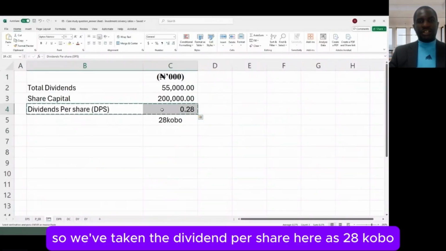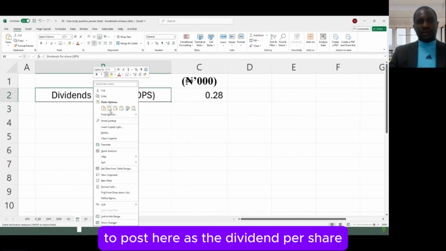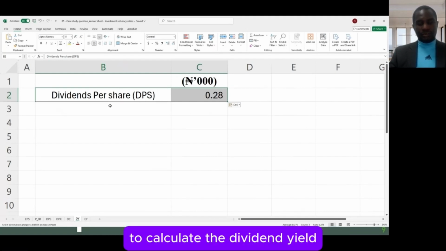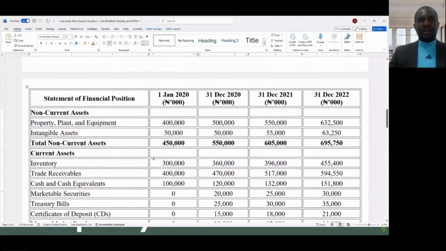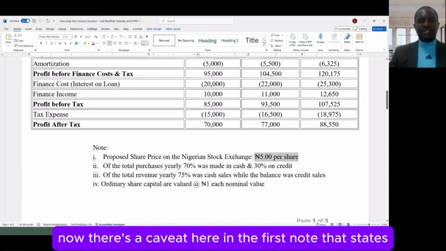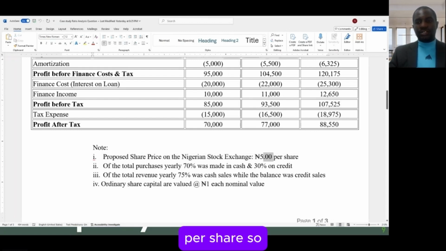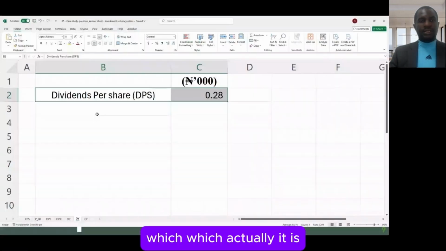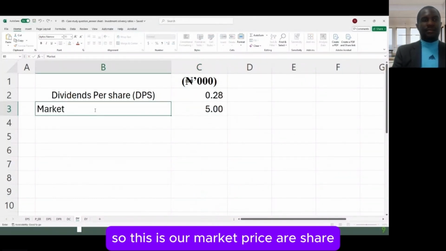We've taken the dividend per share here as 28 kobo and posted it here as the dividend per share to calculate the dividend yield. So let's go to the financial statement to get our market price per share. Now, there's a caveat here in the first note that states the proposed share price on the Nigerian Stock Exchange is 5 naira per share. So let's take this 5 naira as our market price per share. I'll come here and post it as 5 naira. So this is our market price per share.